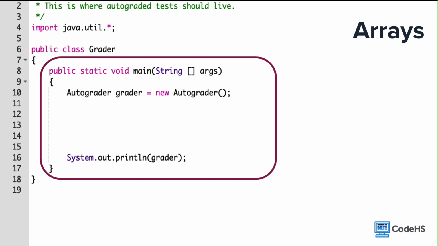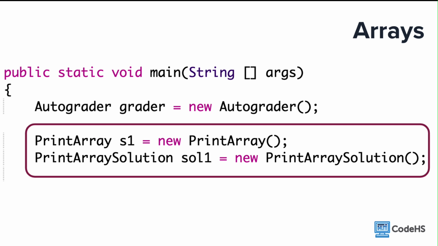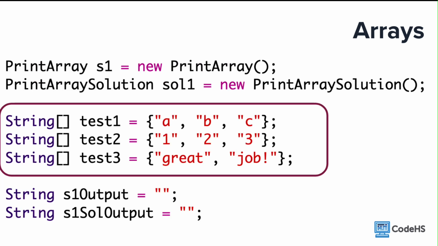Again, the grader class will start with instantiating the Autograder class. We will first need to instantiate the student and solution class so that we can call each of their print methods. We will then create the arrays that we will use to test the print method. In this case, we have created 3 string arrays.